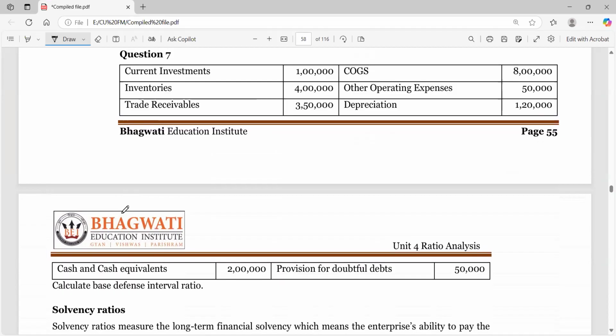Provision for doubtful debt is not a current liability, it is a contra asset. It will be deducted from the asset side of the balance sheet. It is not a liability.